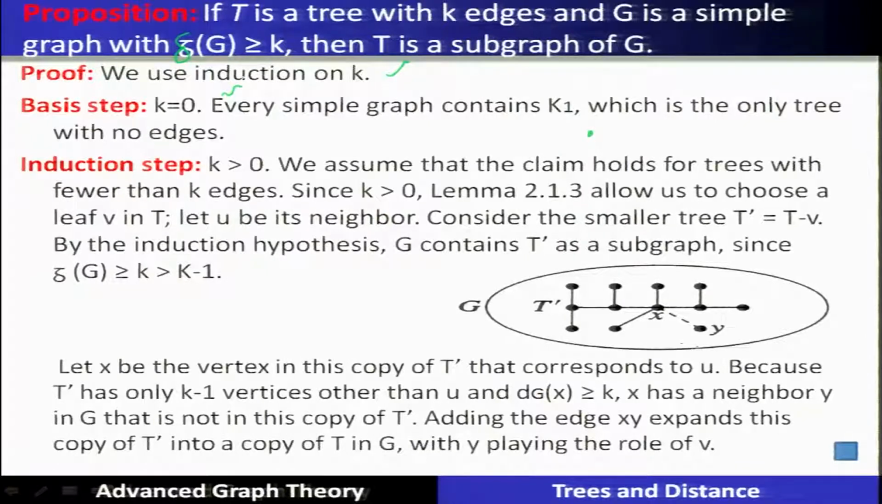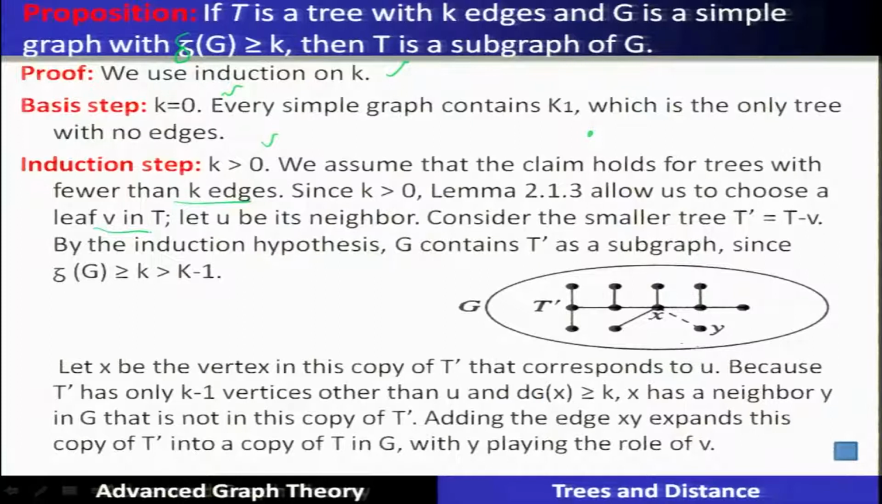Now for the induction hypothesis, we assume that for k greater than 0 the claim holds for trees with fewer than k edges. Since k is greater than 0, lemma 2.1.3 allows us to choose a leaf V in T.